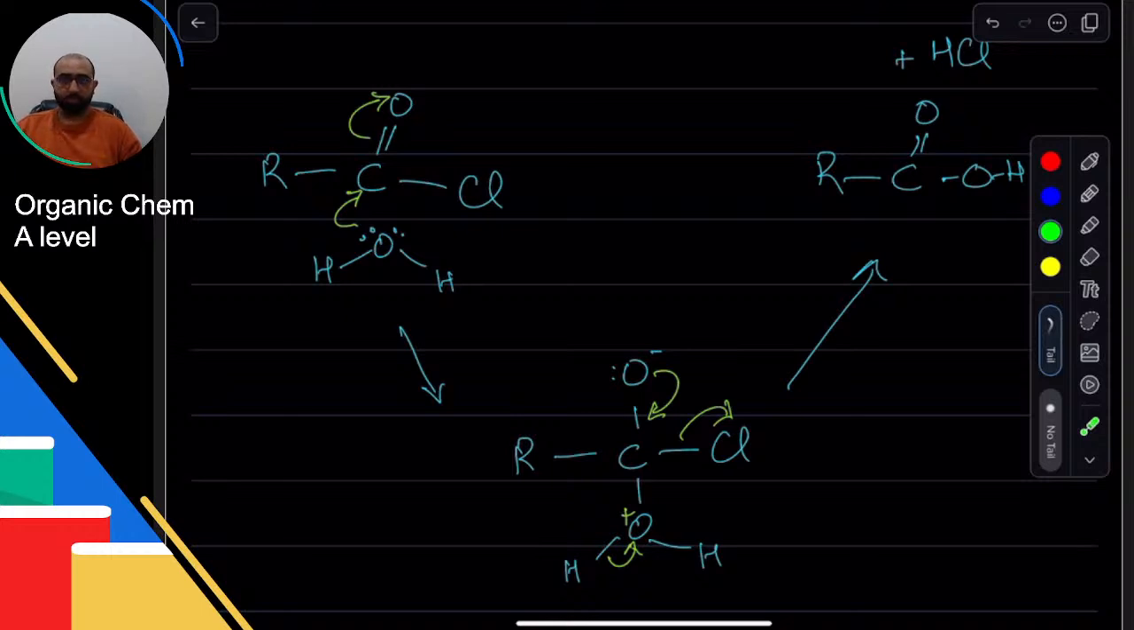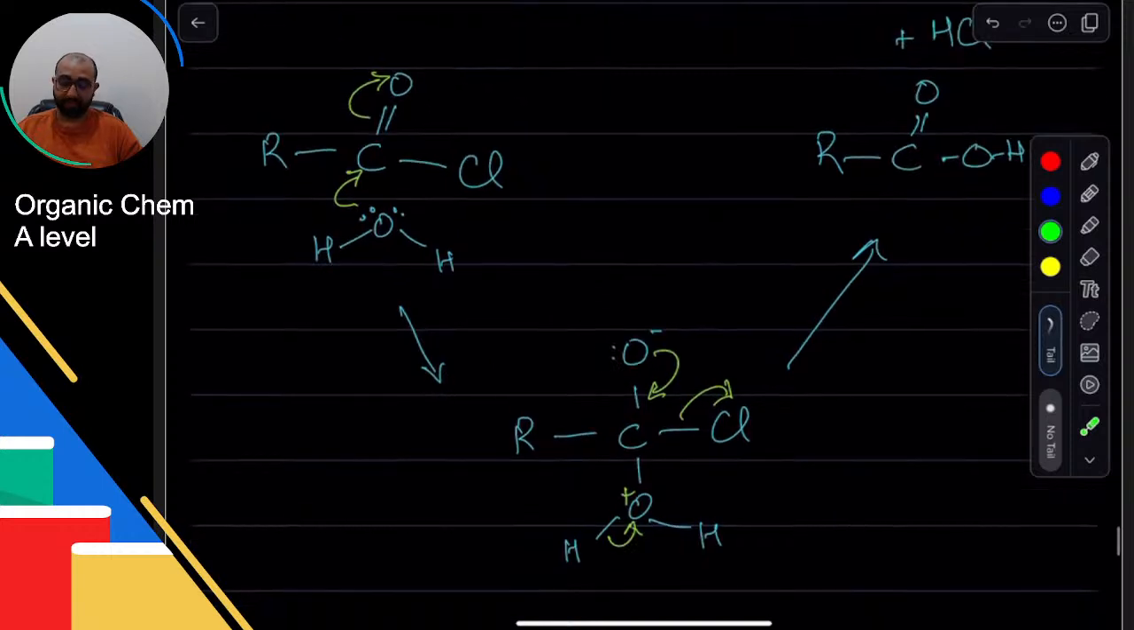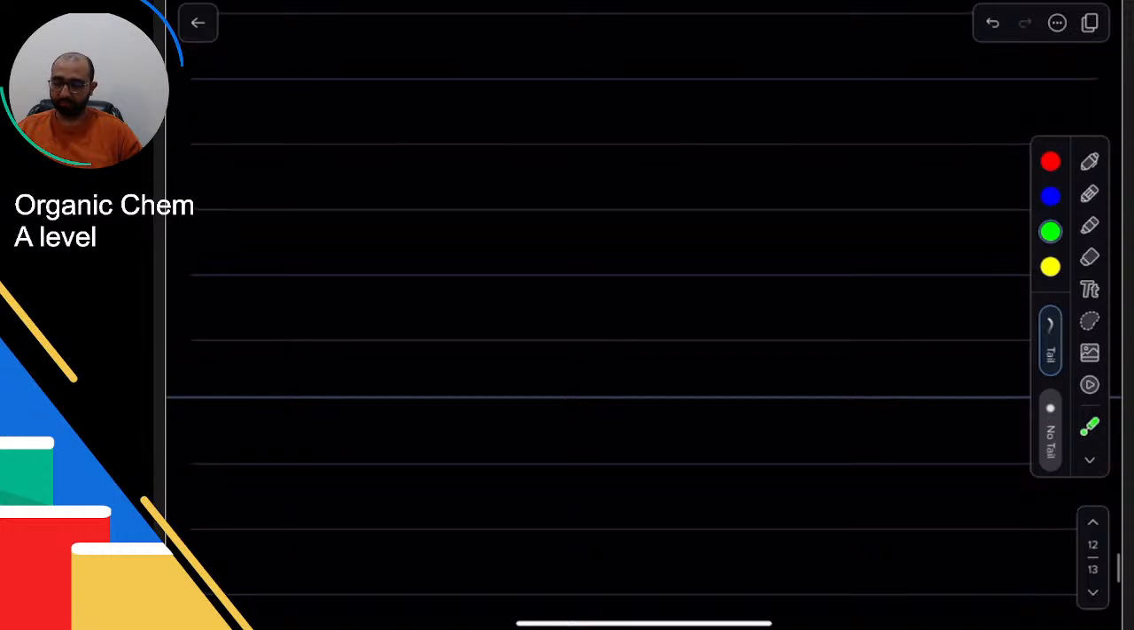Okay, so there you go. That is how these reactions happen. Will they react with anything else that donates lone pairs? Yep. Let's try one more.